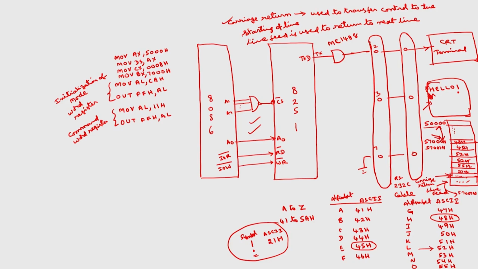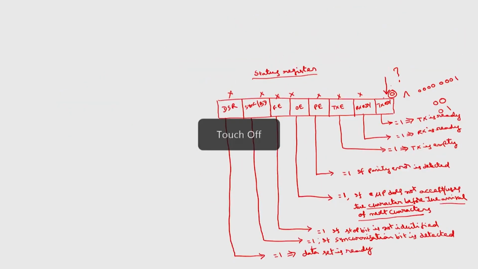For that, I have to check before that whether the transmitter is ready or not, using the status register. As we know, in the previous example also we have used this. This particular bit of status register, the last bit, the remaining bits we are not going to use. This is going to indicate that the transmitter is ready or not. If this bit is 1, transmitter is ready, otherwise transmitter is not ready. We have to wait until the transmitter is ready before sending the first character.